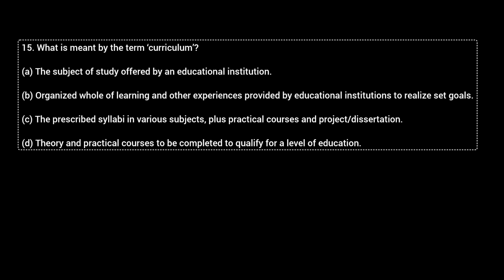The last question for this video is going to be question number 15. What is meant by the term curriculum? Option number A, the subject of study offered by an educational institution. Option number B, organized whole of learning and other experiences provided by educational institutions to realize set goals. Option number C, the prescribed syllabus in various subjects plus practical courses and project dissertation. Option number D, theory and practical courses to be completed to qualify for a level of education.